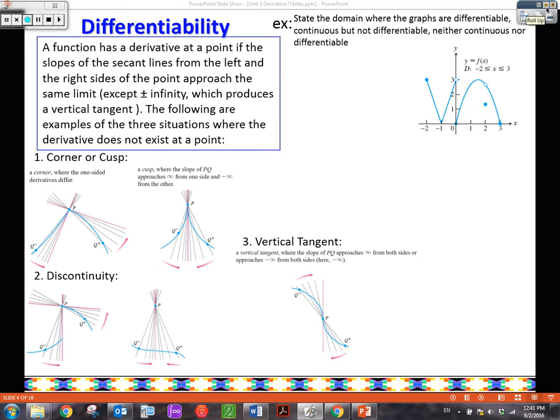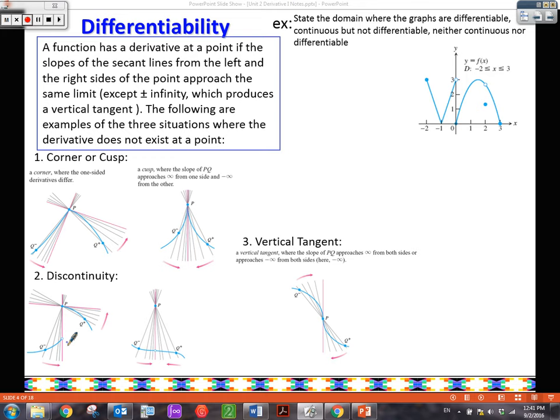The second reason would be discontinuity. Well, that kind of makes sense. If there's no point there, I can't have a derivative there. Didn't we talk about the value of the derivative at a point being the value of the tangent line's slope at that point? Well, if I don't even have a point there, how am I going to put a derivative there, right? So that makes sense. There are no derivative values at a discontinuity. So that's the second reason.